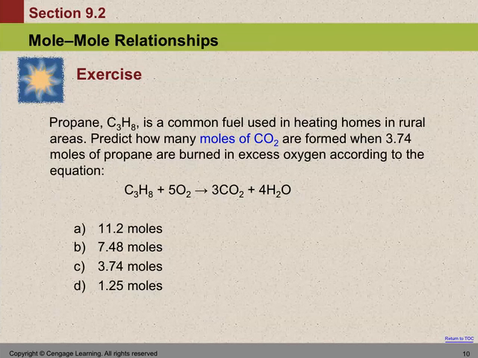So we've got to work out how many moles of carbon dioxide are formed. The key term here is burned in excess oxygen, which means that we have more than enough of it. So the amount of products that we form is determined by the other reactant, which is propane. We start off with 3.74 moles of propane, and we want to know how many moles of carbon dioxide that can produce. You can see they're in a 1:3 ratio. So if we start with 3.74 moles of propane, we'll end up with 3 times 3.74 moles of carbon dioxide.